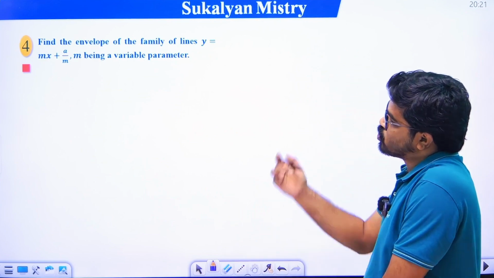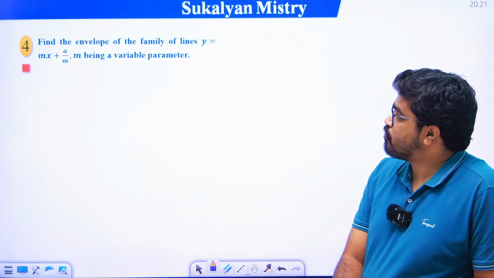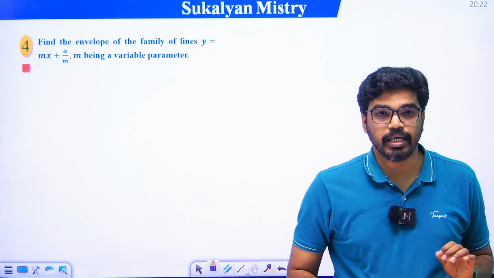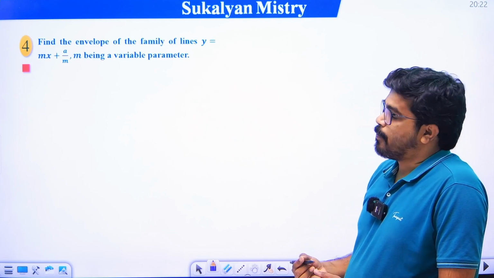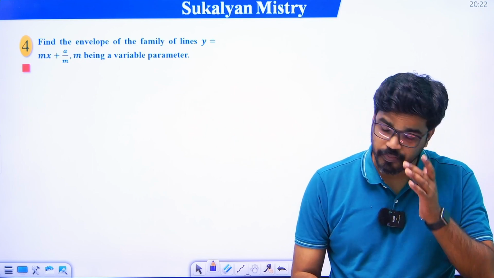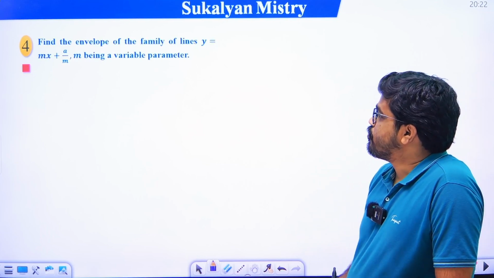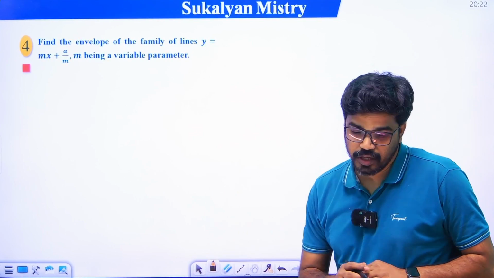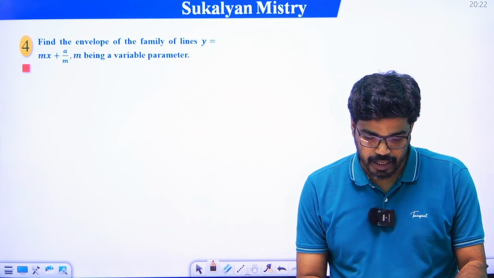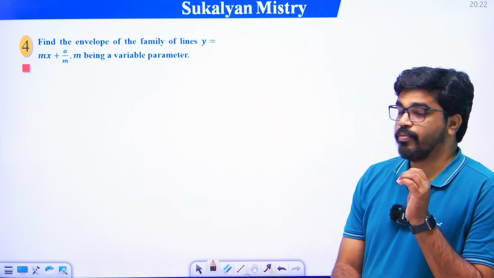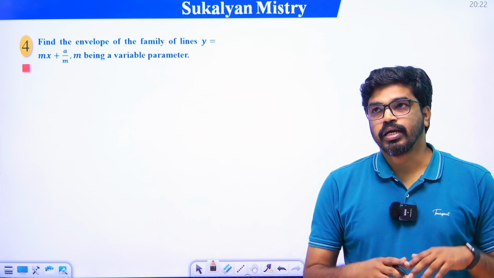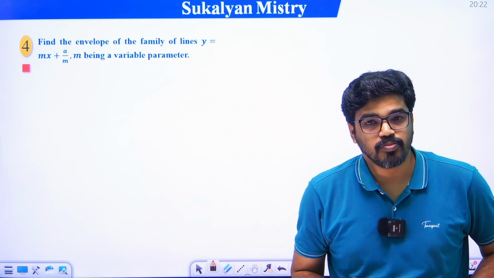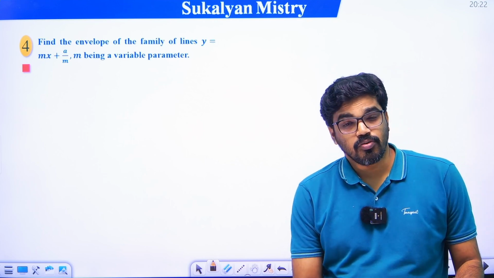Okay, so next example. So note this problem. Find the envelope of the family of lines y is equal to mx plus a by m, m being a parameter. Okay, so note this problem. Find the envelope of the family of lines y is equal to mx plus a by m, m being a parameter. Okay, if we transform the given equation to the form a alpha square plus b alpha plus c is equal to 0, then what is the equation of the envelope?